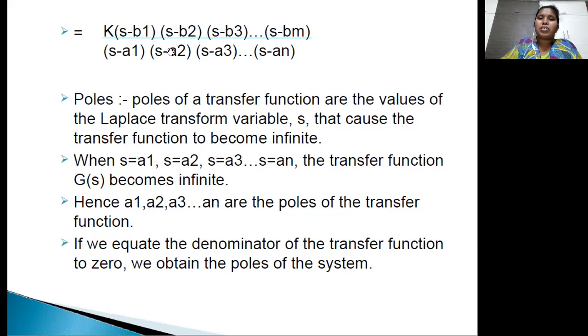0 by anything is nothing but 0. So here the transfer function value is becoming 0. So what are the values tending the transfer function values to 0? Those values are nothing but zeros. So by seeing the equation, you can say B1, B2, B3 and so on, Bm are the zeros of the particular transfer function equation. That means B1, B2, B3 and so on, Bm are the zeros of the given control system.